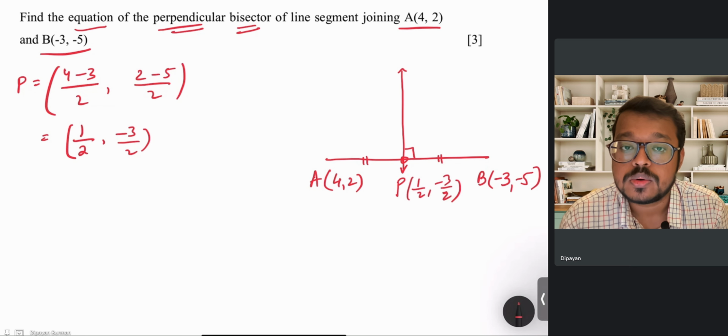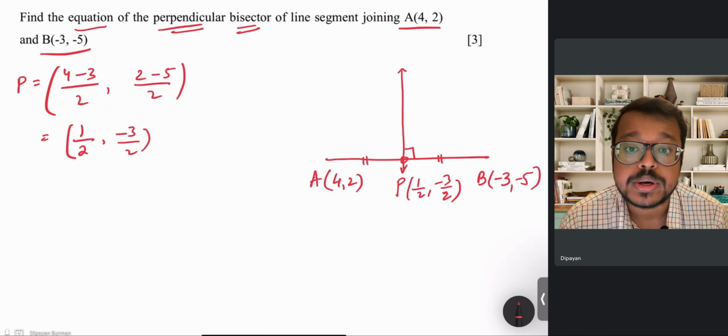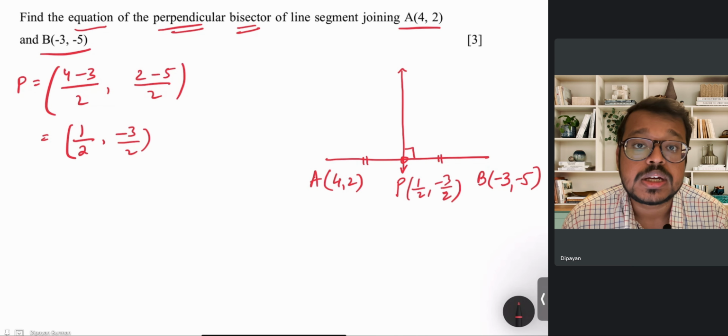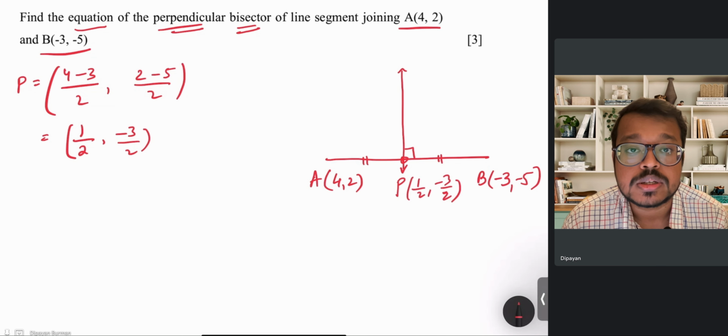Okay, now we know that point P lies on this line whose equation we are trying to find out. So the other thing that is required to find the equation is the slope of the line.